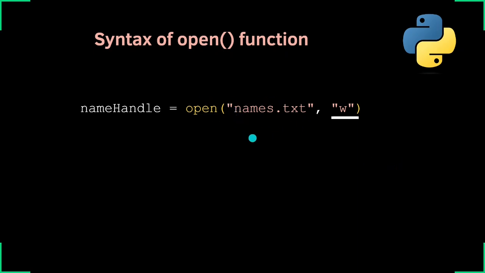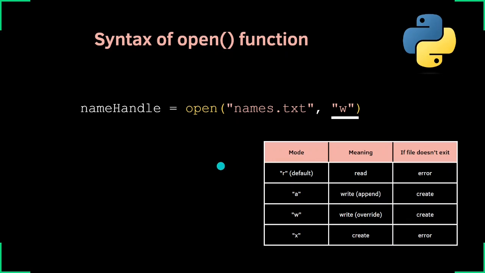There are four different modes of opening a file. R is the default one. If there's no argument here, by default it would be R, which is read mode. And if the file is not there, it will give an error. The second mode is A, for appending or writing to an existing file. If the file doesn't exist, it will create one. If the file exists, it will add to the content that is already in there.